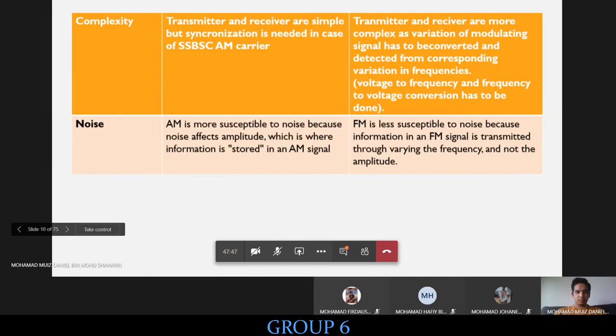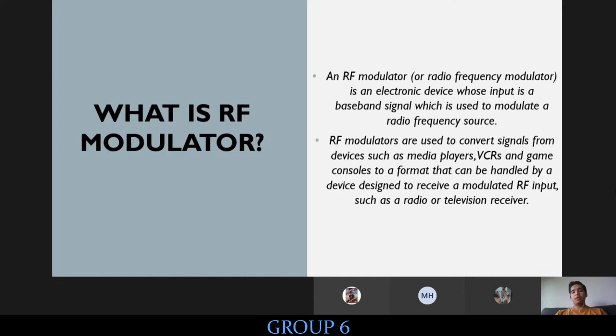So now, what is RF modulator? An RF modulator, or we call it, the real name is radio frequency modulator, is an electronic device whose input is a baseband signal, which is used to modulate a radio frequency source. RF modulators are used to convert signals from devices such as a media player, VCRs, and games console to a format that can be handled by a device designed to receive a modulated RF input, such as a radio or television receiver. And local oscillator.